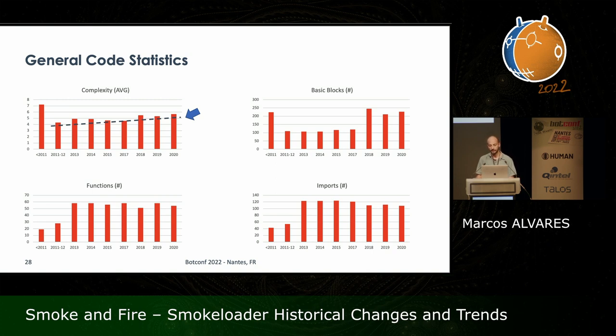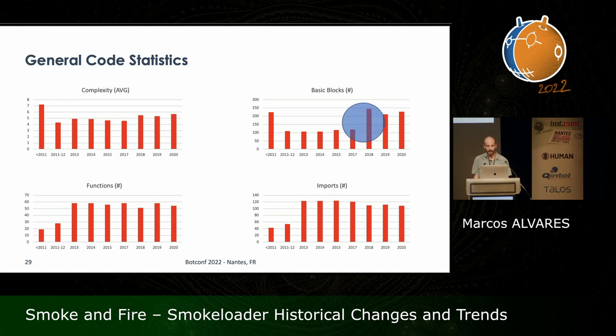And you can see complexity increasing in a linear way. And this is quite normal because you have functionalities being developed over time. And it's normal and healthy.